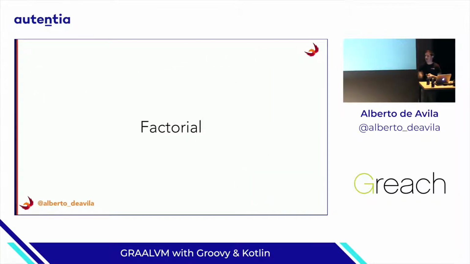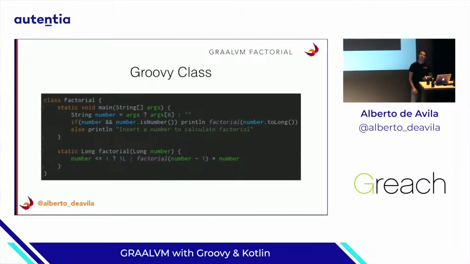So let's see a simple problem like factorial, and how can we solve it with Groovy and Kotlin? The first way I try to solve this problem is using a Groovy class. As you can see, this Groovy class has a main method that receives a number by parameter, and if the thing received is a number, it calculates the factorial and prints it to the console. As you can see, it's a very, very easy code.